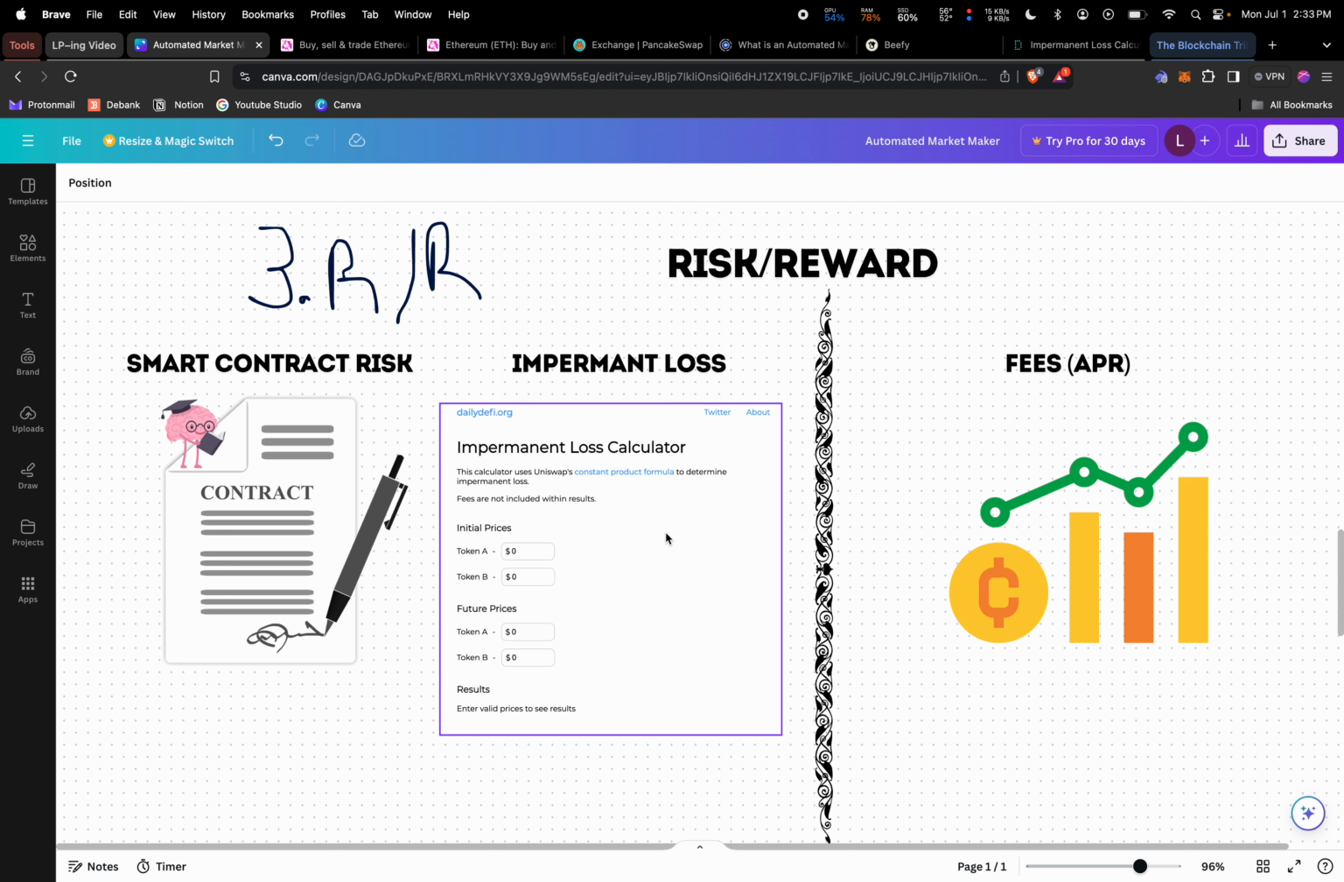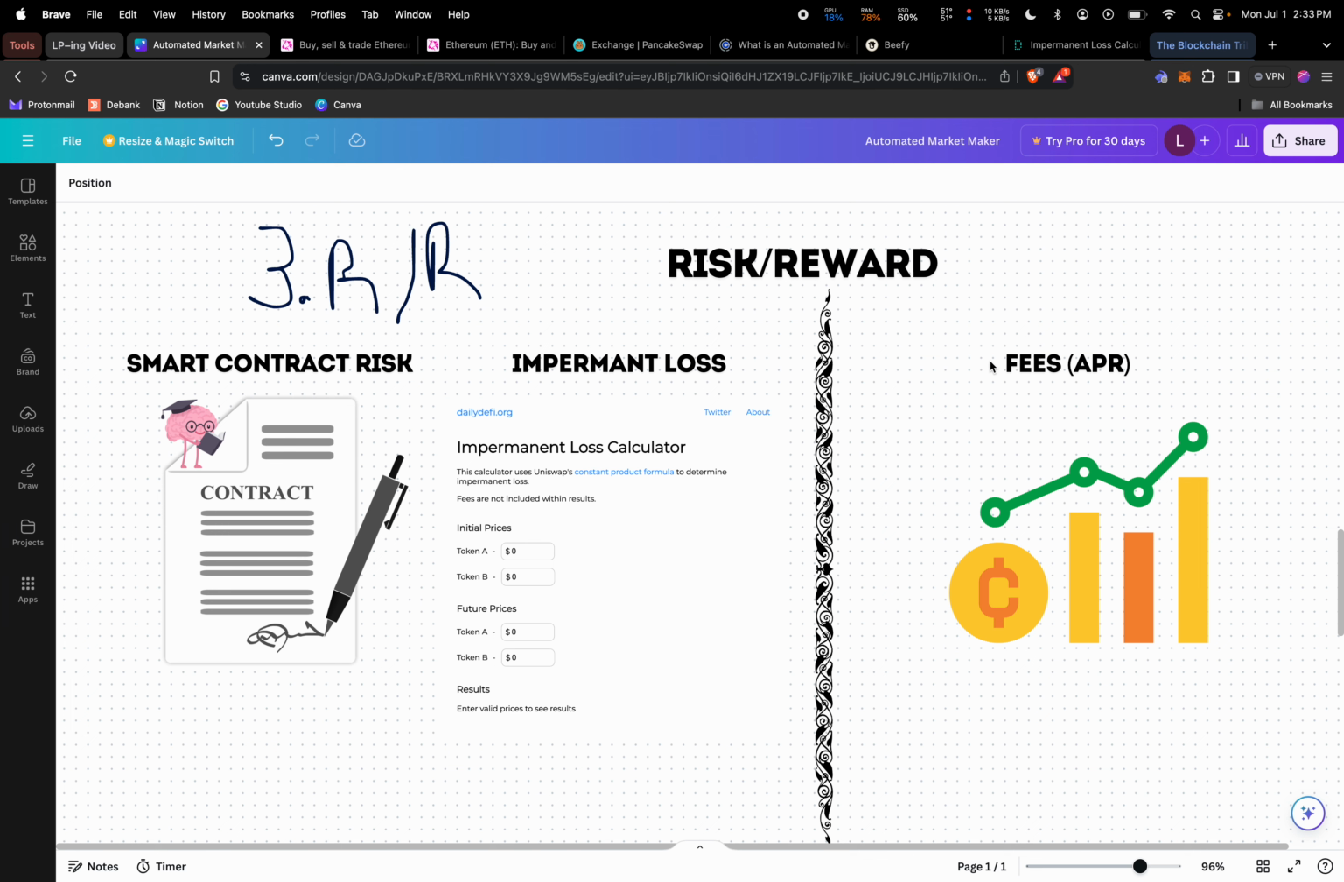This is taking too much time. Impermanent loss is basically losses you suffer when your tokens are inside of a smart contract in an LP pool on a DEX, usually is what it refers to. But we can go through this in another video. So that's risk. Now the reward: fees.